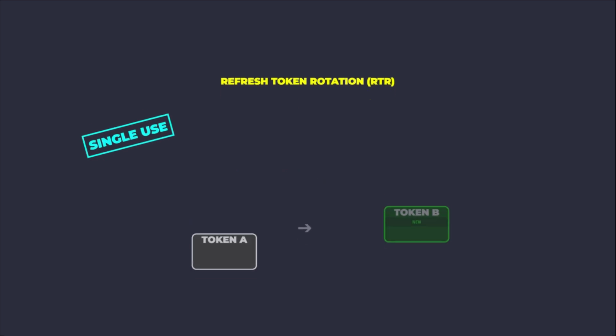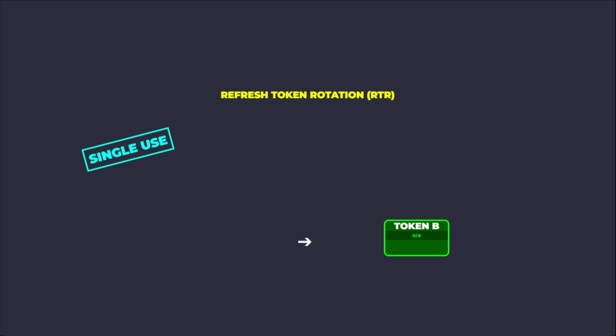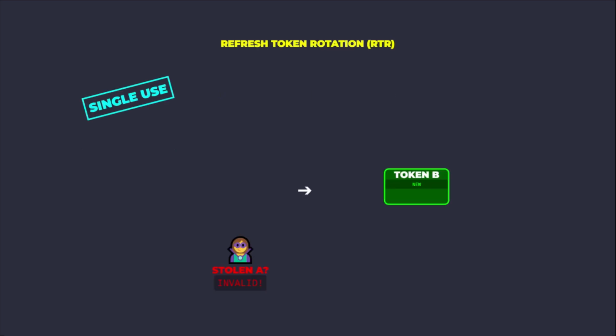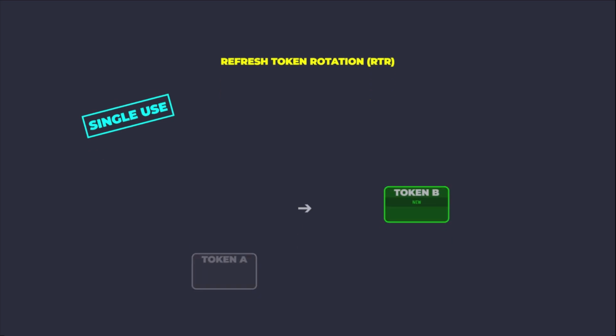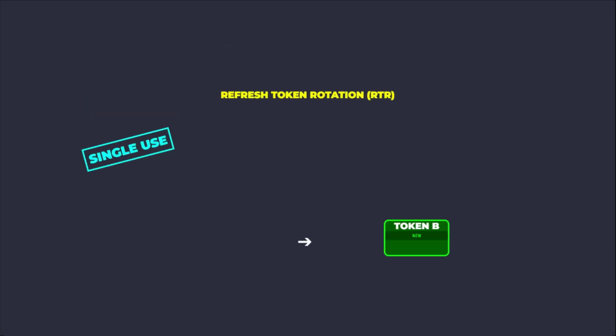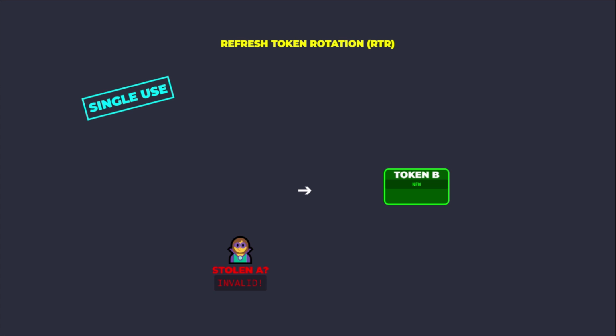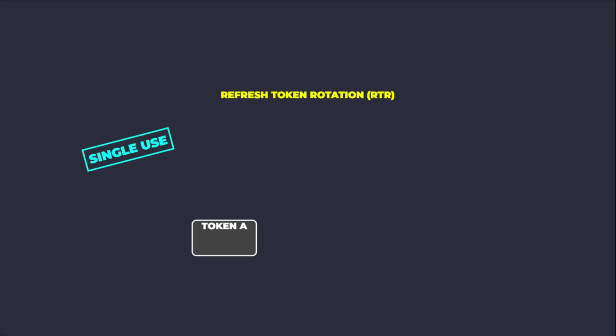Refresh token rotation, or RTR, mandates that every time a client uses a refresh token to obtain a new access token, the authorization server issues a completely new refresh token. The old token must be immediately invalidated. This single-use policy is the foundation of proactive defense.